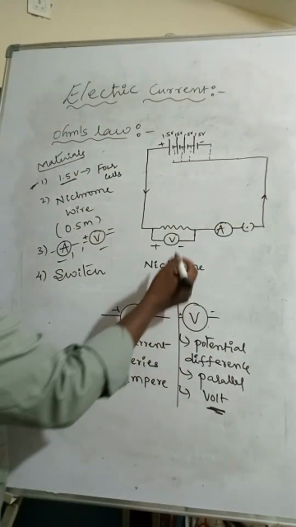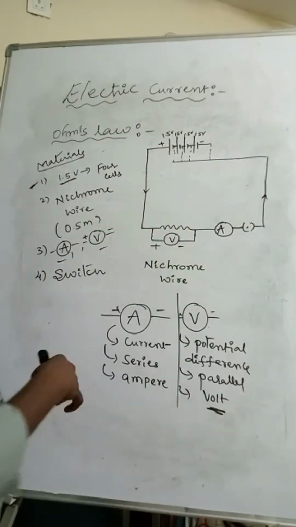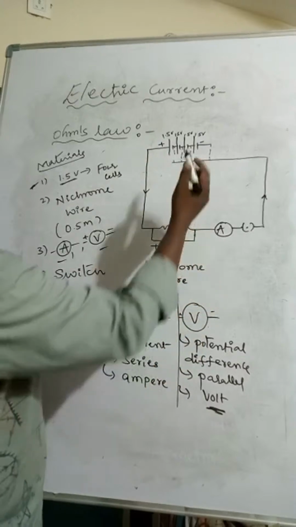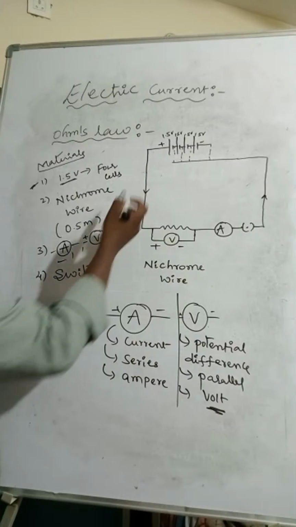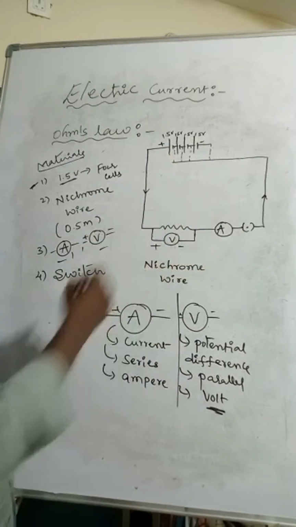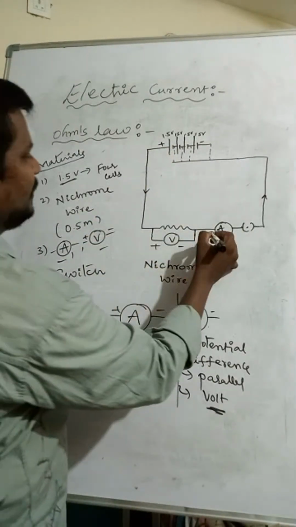Electric current is nothing but the flow of electrons. Electrons will move from the negative terminal to the positive terminal. But the current direction we are considering is from the positive terminal to the negative terminal.